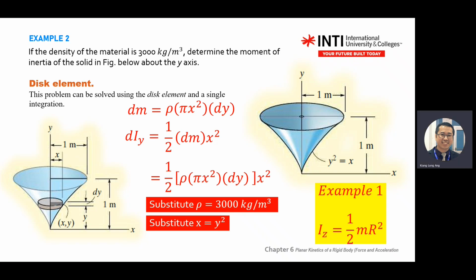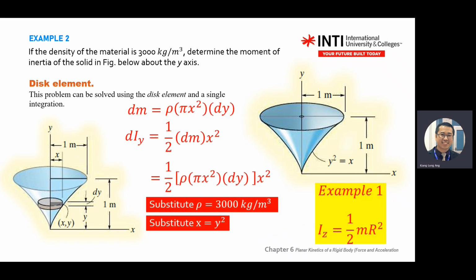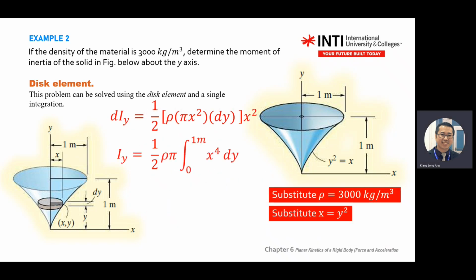Either this one is wrong or the diagram is wrong. Let me try: substitute x equal to y square. It should be y square equal to x. Let me watch the next steps.